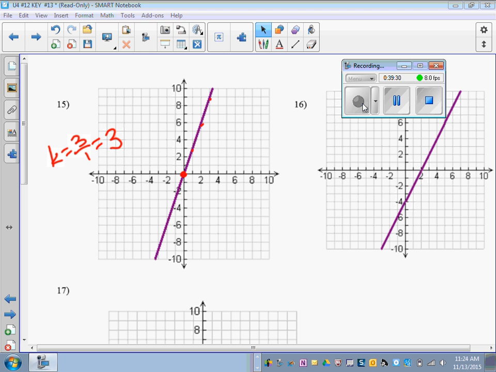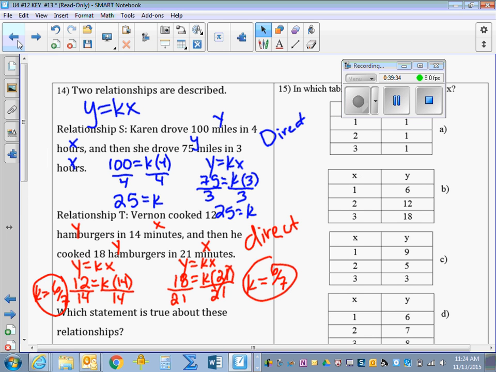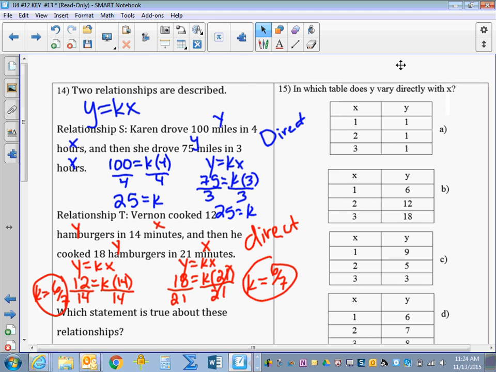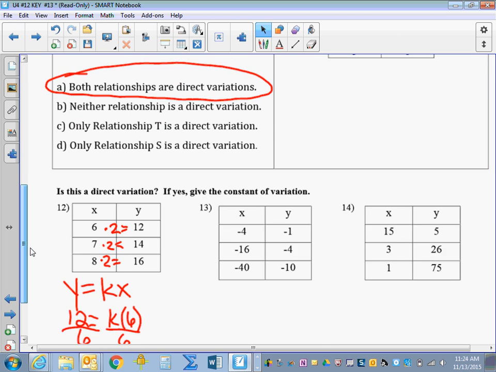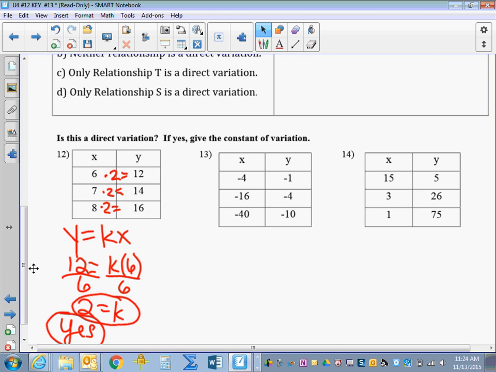Alright, let's go and finish up those other problems here. So let's go back to number 15 up top here. It says, in which table does y vary directly with x? And again, like I said for the problem right below it, what we want to take a look at is if it has the same relationship between x and y. If it has that same relationship, then we know it varies directly, and we can solve for our constant of variation. So it's very similar to these next problems here.